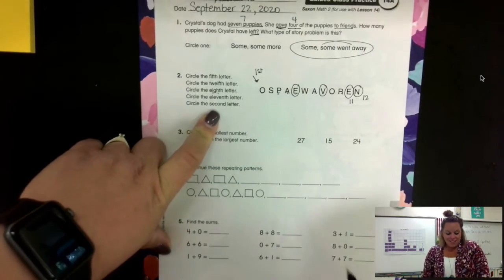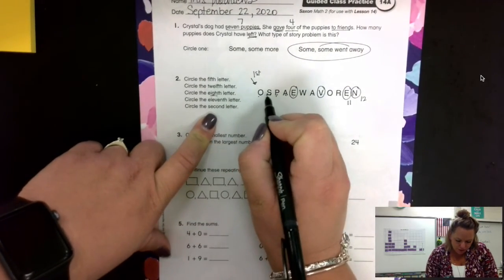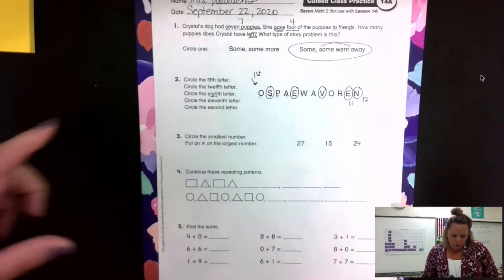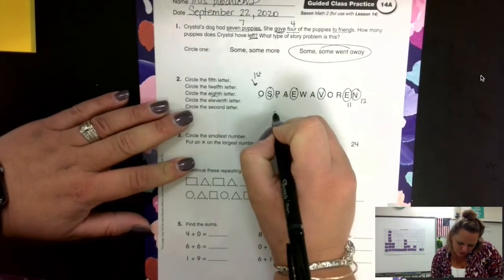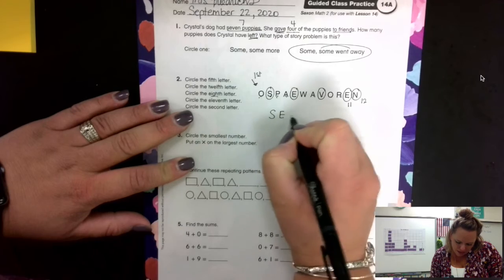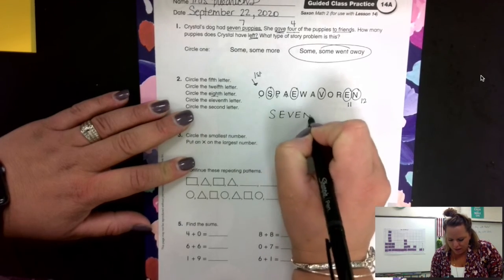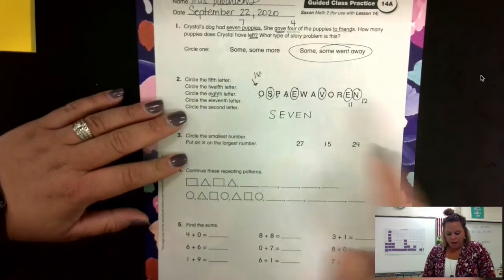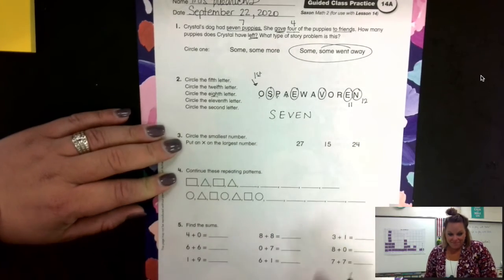Circle the 8th letter. First, second, third, 4th, 5th, 6th, 7th, 8th. That's the V. Circle the 11th letter. First, second, third, 4th, 5th, 6th, 7th, 8th, 9th, 10th, 11th. That's the E just before the N. Remember, this was 12th, so this is 11th. Circle the 2nd letter. First, second. Ooh, and when we did that, it gave us a word. Did you see that? S-E-V-E-N. The word is 7.